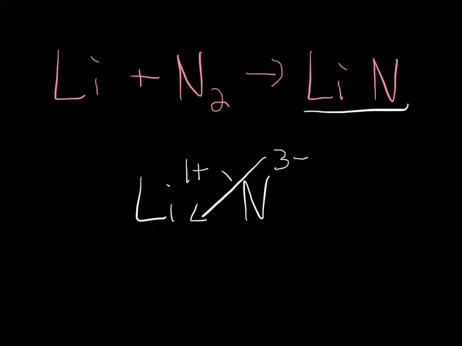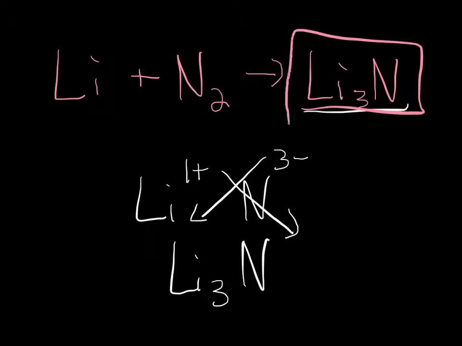So when we cross and drop our charges, I get Li3 and 1, which I don't write in. So this 2 does not get carried over to the product. The correct formula for my product is Li3N, and this is the correct answer.